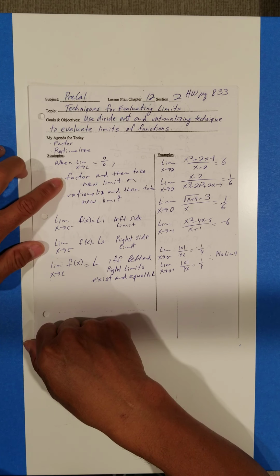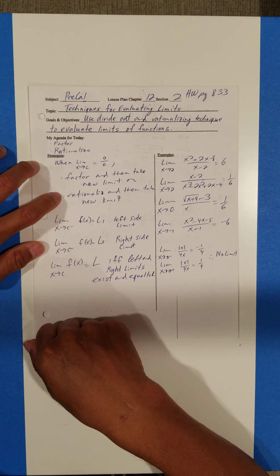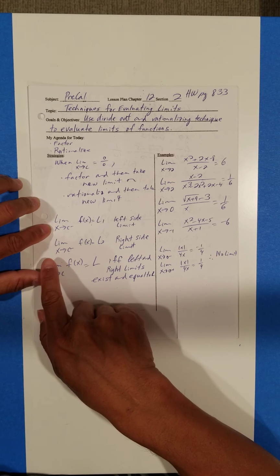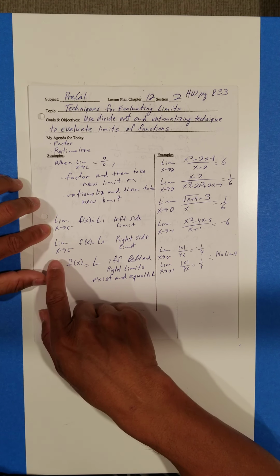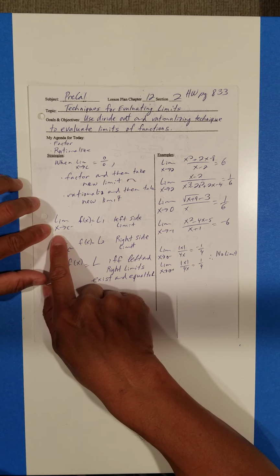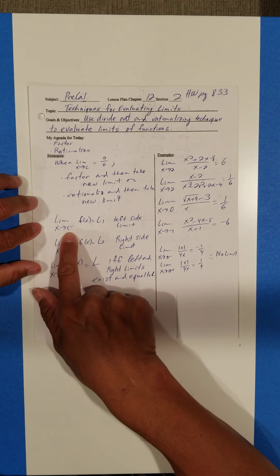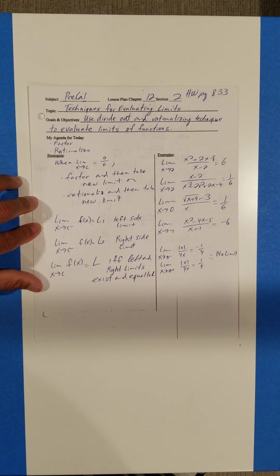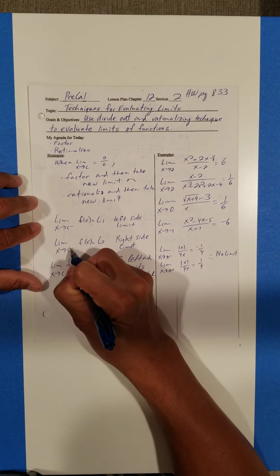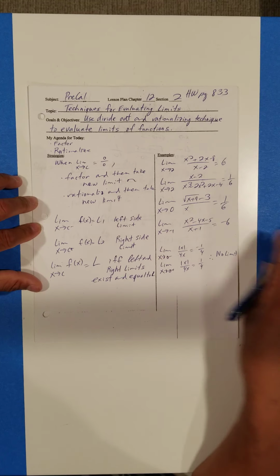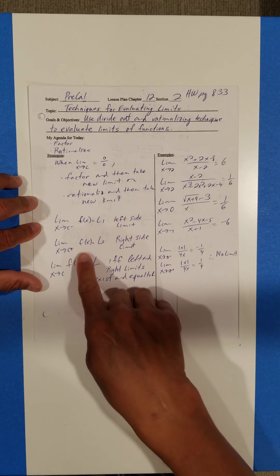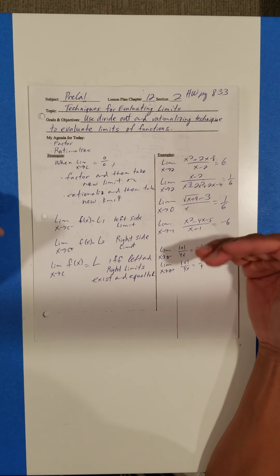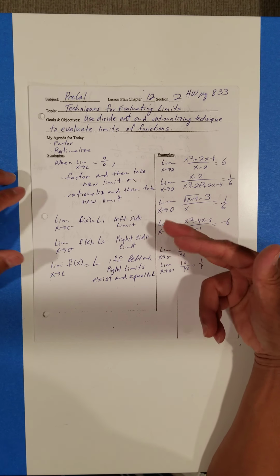Ideally you want to factor and then take a new limit, or rationalize and then take the new limit. The idea is, the limit of a function as x approaches c from the left side equals L1. That's the left side limit. Then the limit as x approaches c from the right hand side is L2. That's the right side limit. So basically, left hand side and right hand side, there are two limits.